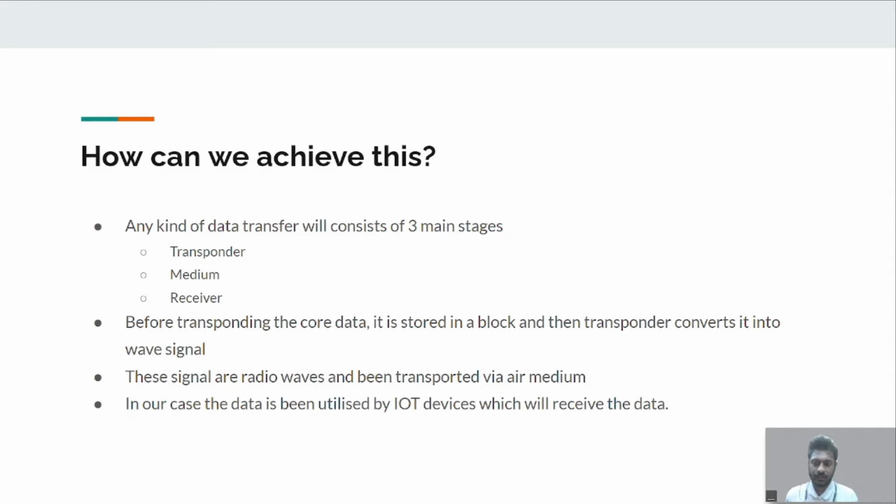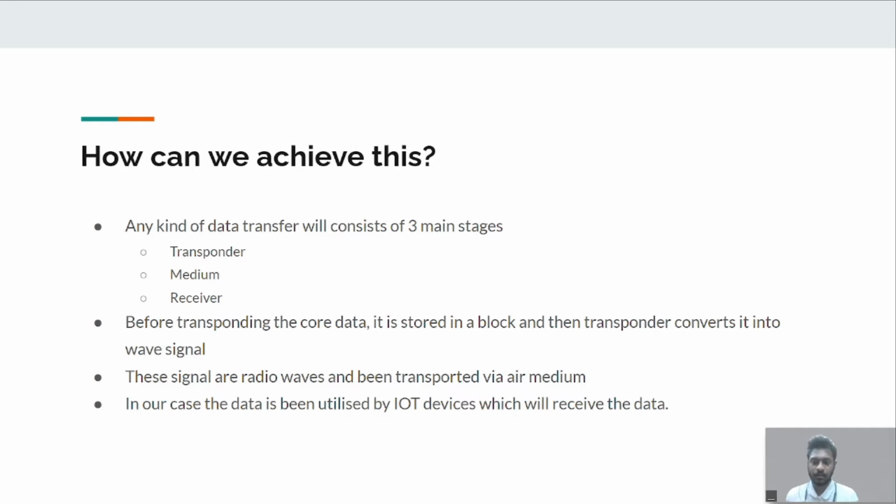So how can we achieve this? Any kind of transmission, any kind of data transfer, whether verbal or, coming to electronics, how two electronic devices communicate with each other, it can be two computers or two microcontrollers. All these devices, and even humans, need three main stages of data transfer: one is the transponder, another is the medium, and the next is the receiver.